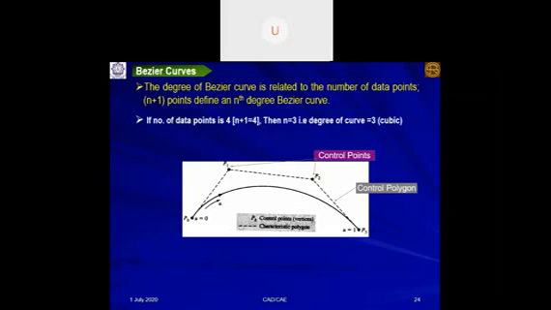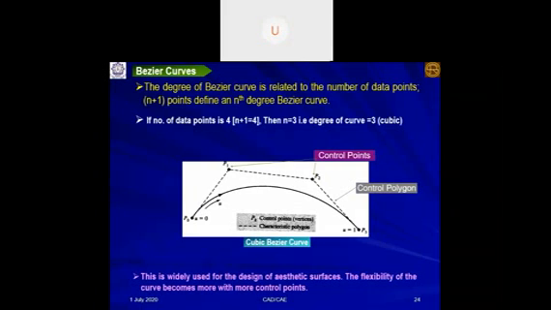It varies as it depends on the number of data points. If you increase the data points, your degree will change, and ultimately the curve shape will change drastically. So that is one problem with the Bezier curve: if your data points increase or decrease, the degree of the curve will change and the curve shape is drastically changed.